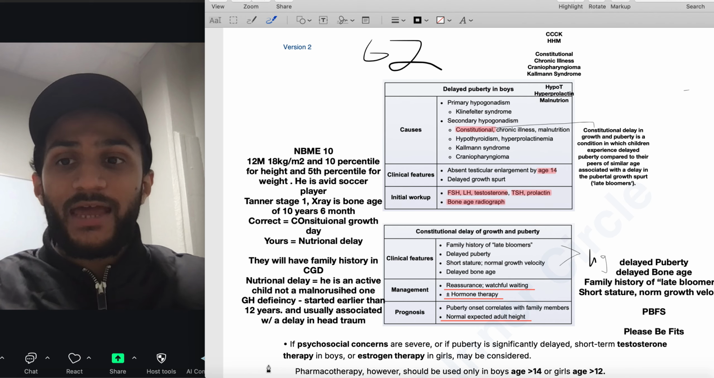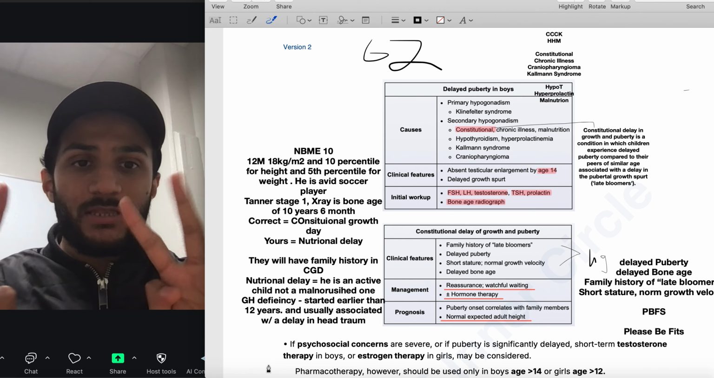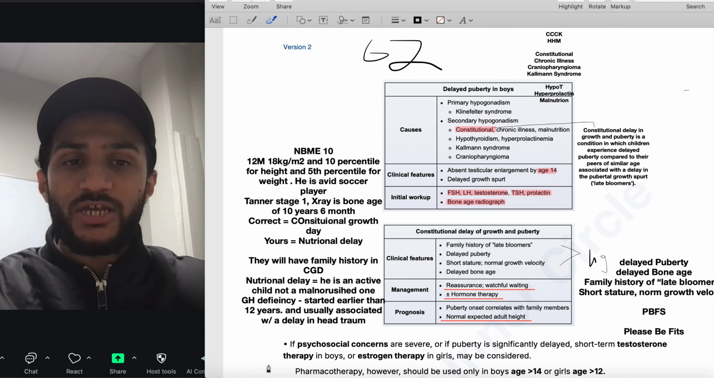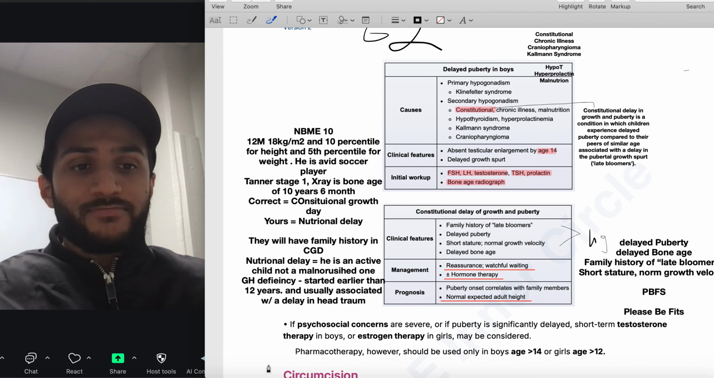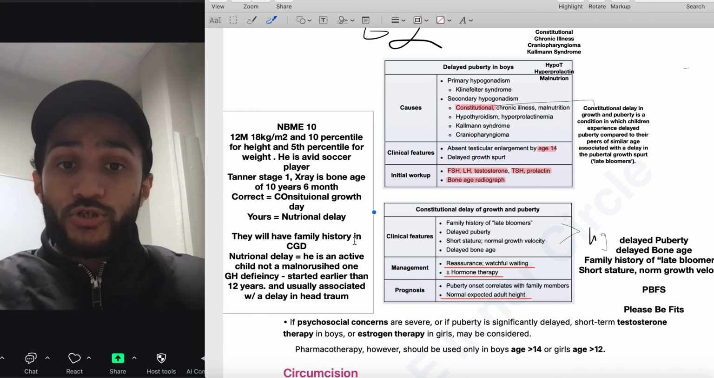Kallmann syndrome, again, it's going to be a decrease in GnRH. Craniopharyngioma, that's also a tumor of the pituitary in children, and that can also lead to delayed puberty. Clinical features: absent testicular enlargement by age 14, delayed growth spurt, and initial workup: FSH, LH, testosterone, TSH, prolactin, bone age, and radiographs. Now let's come into this really important one over here, which is going to be constitutional delay syndrome.